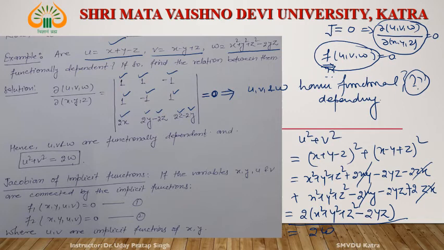Now see some other property. What is the Jacobian of implicit function? Suppose x, y, u and v are connected by these functions, which means f1(x, y, u, v) = 0, f2(x, y, u, v) = 0, and u, v are implicit functions of x, y.